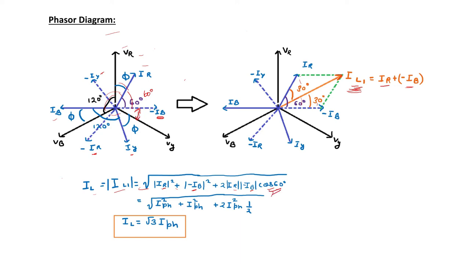So the angle is equal to 60 degrees, and we all know the magnitude of IR and minus IB is equal to IPH, which is the phase current. So we will put everything here and we will finally get that the line current is equal to root 3 times the phase current. So instead of remembering this whole thing, we just remember this small thing. You just have to know how we have calculated this. You should know the concept, but the only thing to remember is this: for delta connected generators, line current is equal to root 3 times the phase current.